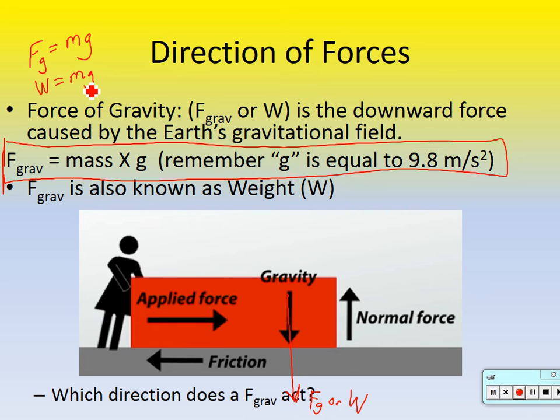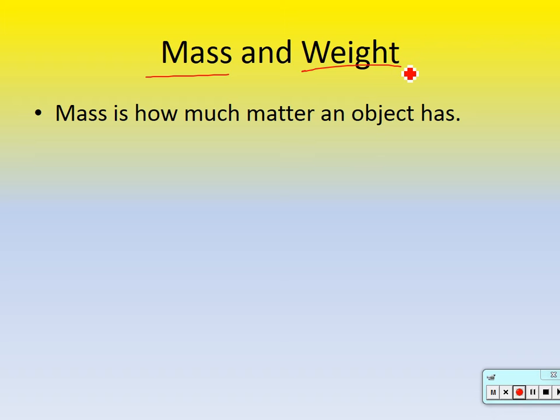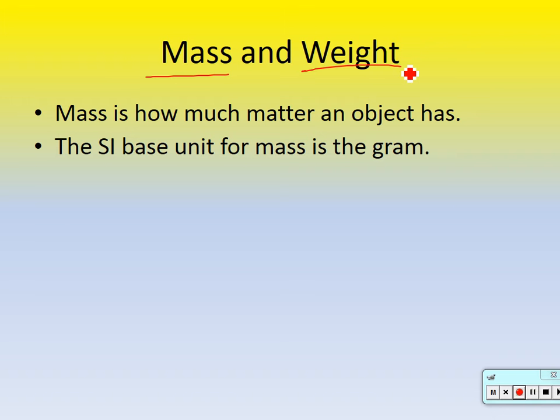Okay. Which direction does gravity act? Down. Yep. Gravity will always pull things straight down. All right. I want to highlight something that's very important for you to understand, and that's the difference between mass and weight. Okay, the mass is how much matter an object has. So if you talk about yourself, your mass is made up of all the atoms that make up your body. If you took the mass of all those atoms and added them up, that would be your total mass, right? The SI base unit for mass is a gram. And so if you look at the periodic table, it tells you their atomic mass in grams.